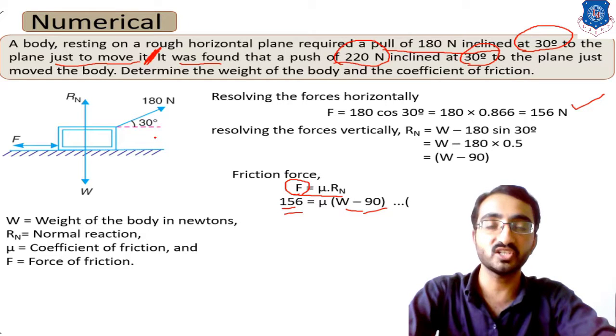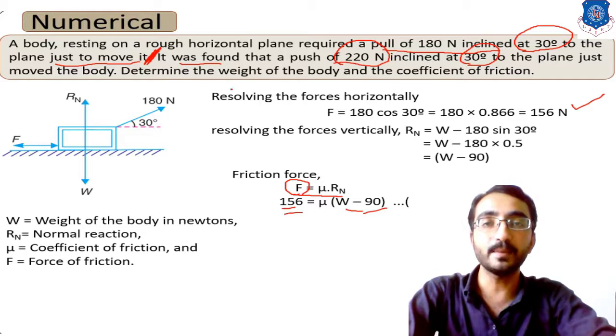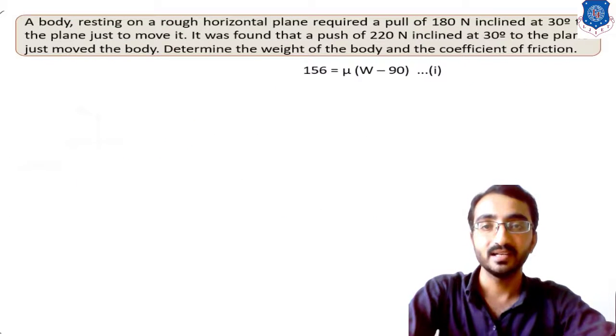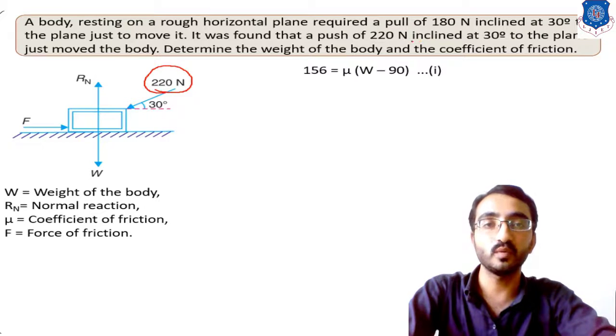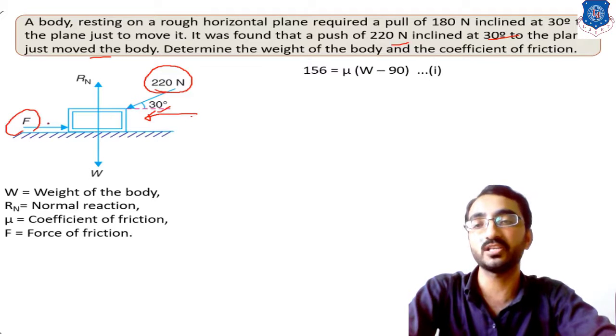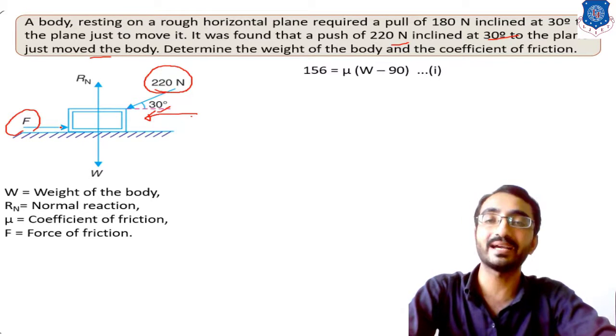Okay, so now we have to sketch another diagram in which we have to apply a push force. Over here it is a pull nature of force. Okay, so if we apply a push force which is acting at 30 degree to the plane, what will happen in that case? Let's consider like this. In that case the 220 Newton force, when it is applied at 30 degree to the plane, the body will just move. Okay, so now over here when the force is applied in the negative x direction, then the frictional force will be applied in the opposite direction, or we can say it will be in the positive x direction.